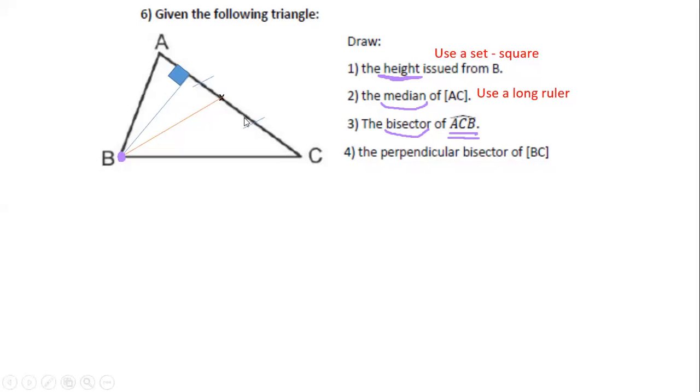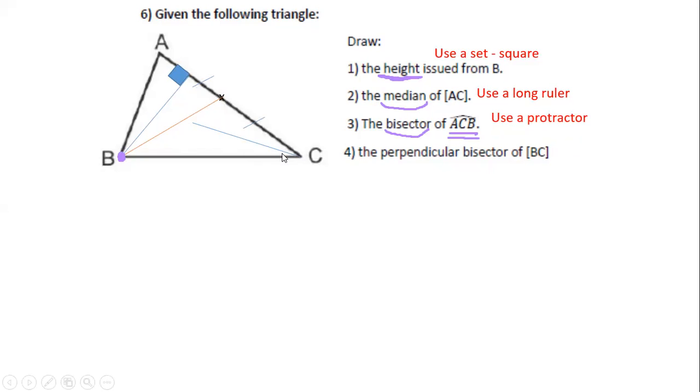Yes. So I bring my protractor and I measure angle ACB. Suppose after measuring angle ACB, it is 40 degrees. So to draw the bisector, we divide 40 by 2, it is 20. So we mark on the 20 using the protractor and we draw this line, which is the bisector.